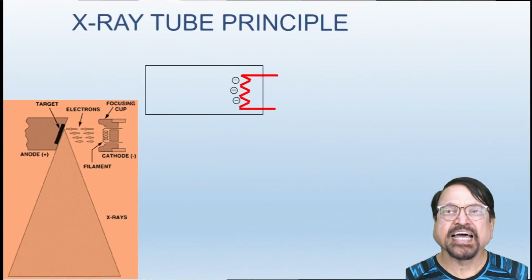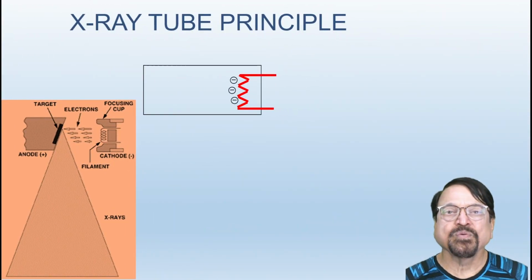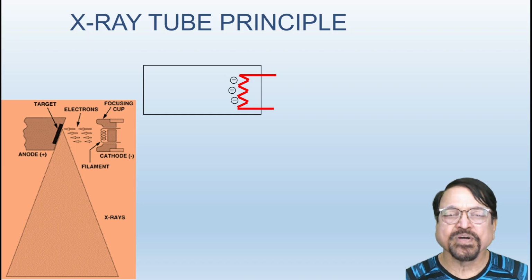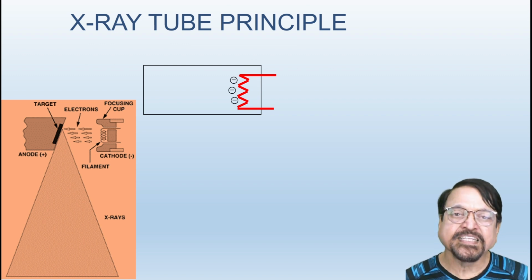Now once they are boiled off, they have to be focused. For that there is a focus cap. By the focus cap, they are streamlined into a single direction towards the target. Now the target, the anode, is positively charged and the cathode is negative.